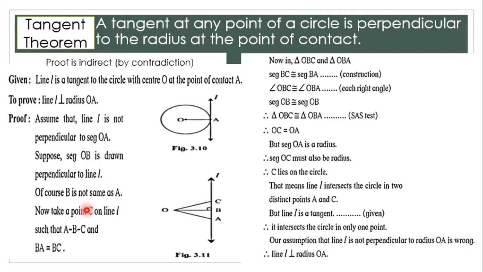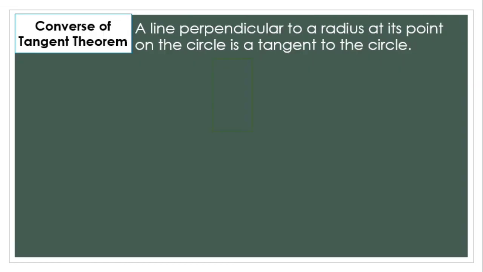Here in the proof you can see we had made the assumption that line L is not perpendicular to segment OA, and here we get clarification that L is a tangent. Therefore, our assumption is wrong. Therefore, line L is perpendicular to radius OA. After the theorem, here is the converse part of the tangent theorem. And what is the statement? A line perpendicular to a radius at its point on the circle is a tangent to the circle.